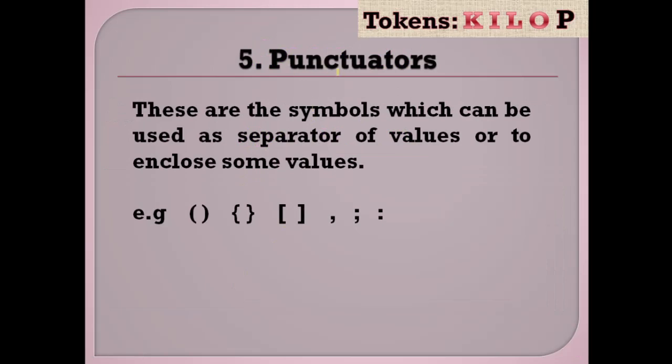The next one is punctuators. These are the symbols which can be used as separators of values or to enclose some values. While writing a program, just as we use comma, exclamation mark, etc. in the English language, there are certain separators. Such separators are called punctuators. Examples: parenthesis, curly braces, square brackets, comma, semicolon, and colon. These are examples of punctuators.